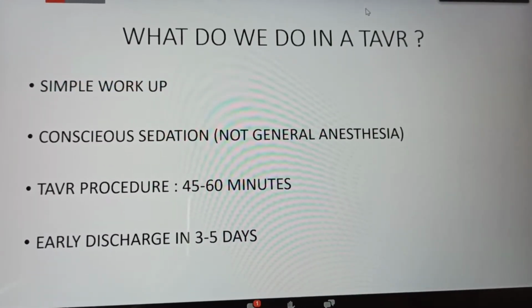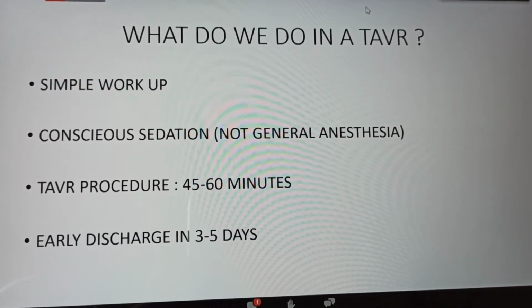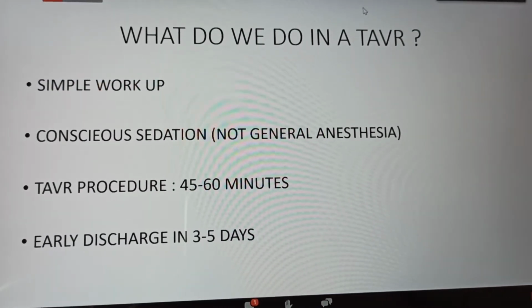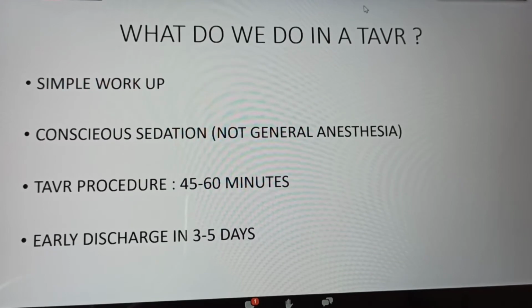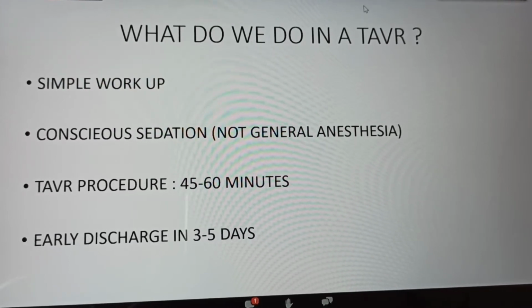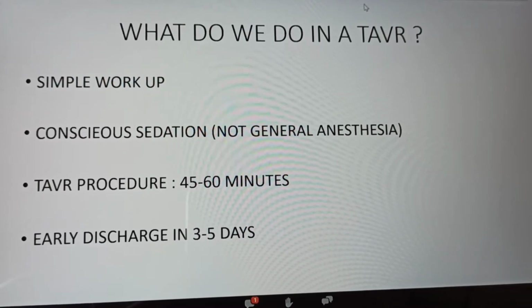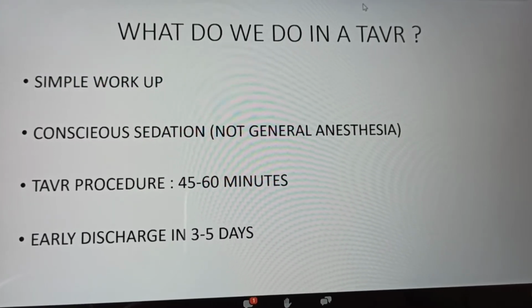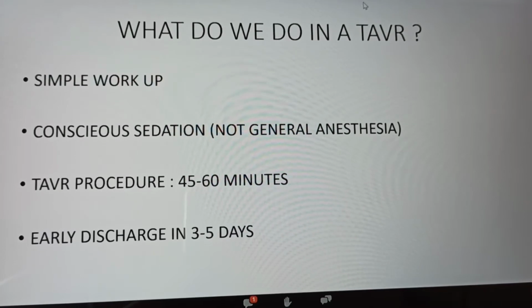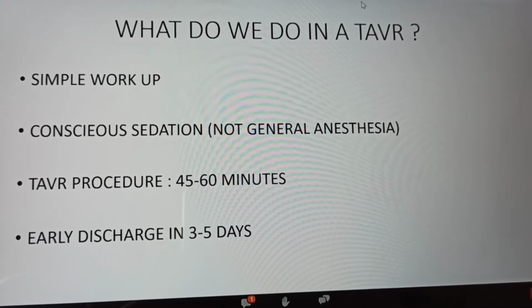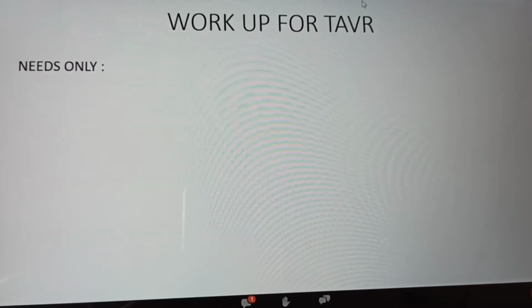Alright? It's very simple. What do we do in TAVR? Simple workup. What is a workup like? Usual biochemistry that we do. The patient has conscious sedation, is not under general anesthesia, and the procedure may take about 45 to 60 minutes, and the usual plan is to discharge the patient in 3 to 5 days.